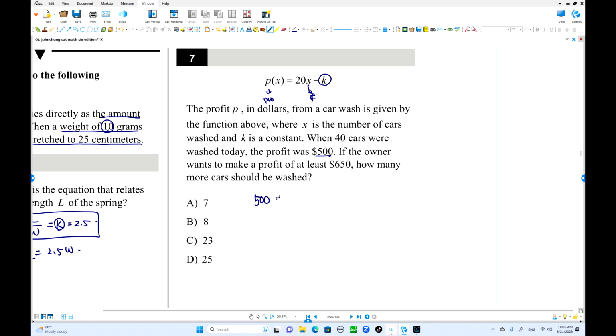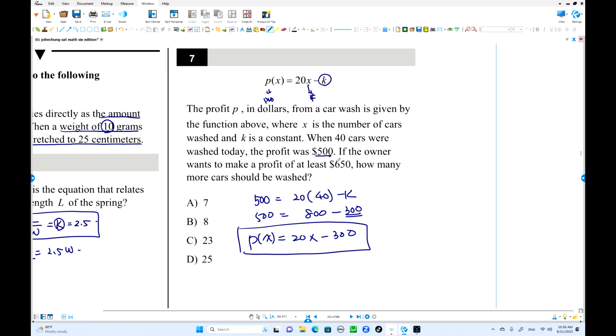So K. 500 equals 20 times 40 cars minus K. This is 800. K should be 300, right? Yeah, 800 minus 300 is 500. So the equation of this one looks like this, minus 300. That's the equation. But if the owner wants to make a profit of at least 650, you gotta be careful, right?